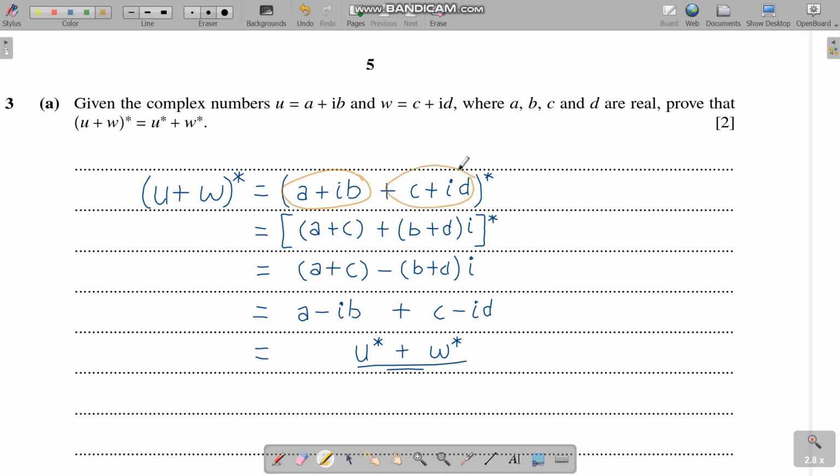U is A plus IB and W is C plus ID, and we can combine the real parts, A plus C, and the imaginary part, B plus D. And conjugate means exactly the same real part but the opposite imaginary part, so instead of plus we have to use minus. And now we combine again. Here we have A minus BI and C minus DI, and A minus BI is U star, the conjugate of U, and C minus ID is the conjugate of C plus ID, so W star. Okay, so that's how we prove it.